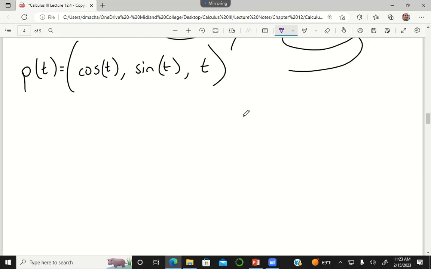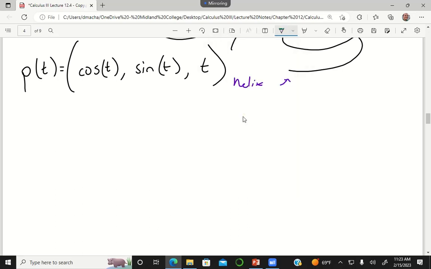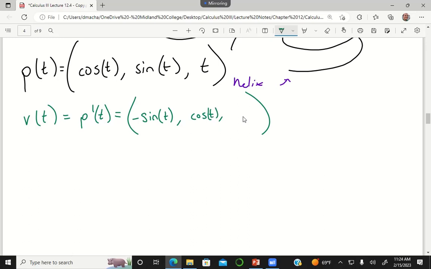In fact, let's actually do the math then. So here is my equation for that helix. What if I ask you to find the unit normal vector? So I know that the velocity, or the first derivative, is going to give me a normal vector, or sorry, not a normal vector, a tangent vector. And so what's the derivative of cosine? Yeah, negative sine. The derivative of sine is cosine. The derivative of t is 1. So this is a tangent vector.